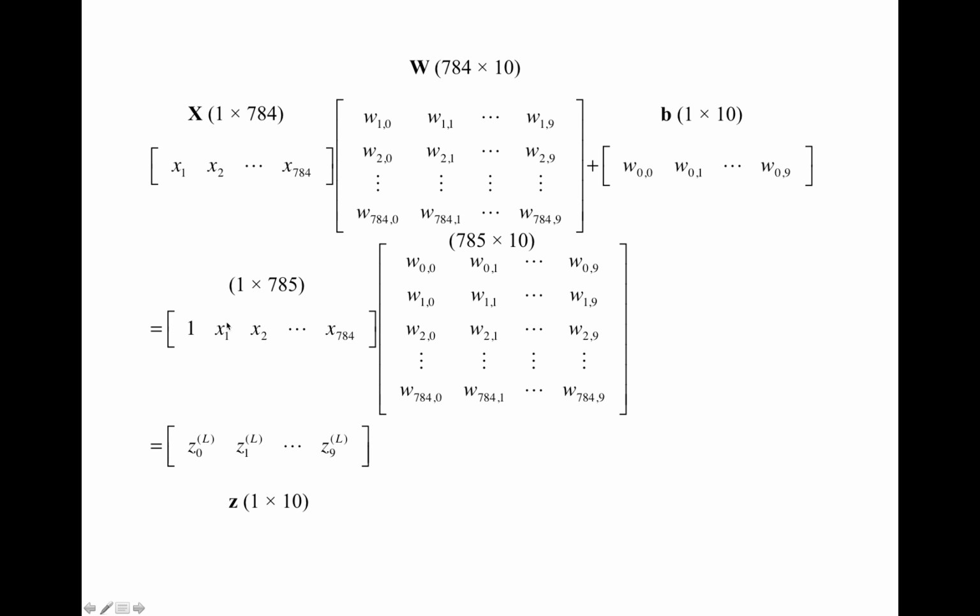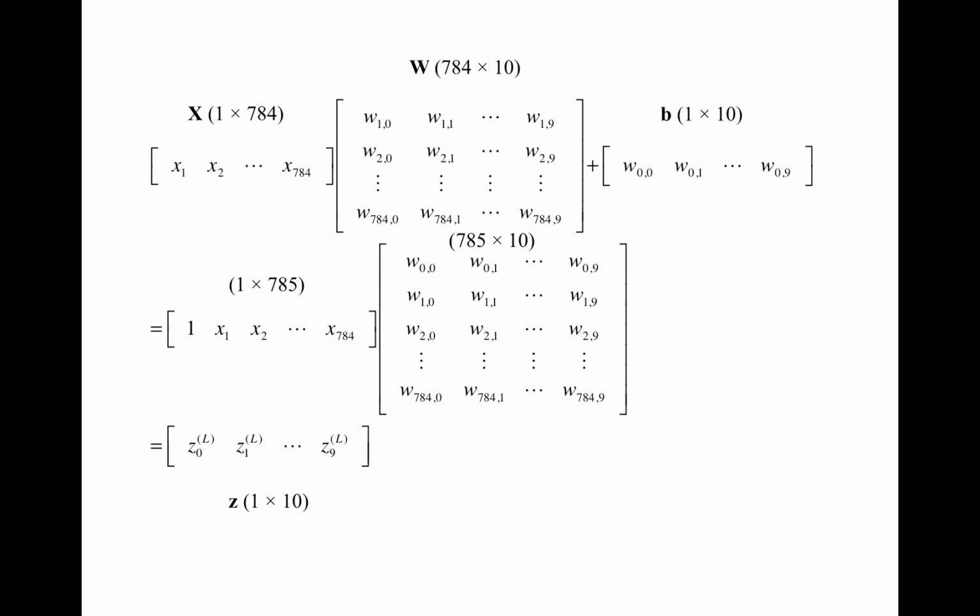Now we have a vector that's one row, 785 columns, and a matrix that's 785 rows and 10 columns. So if we do this vector-matrix multiplication, we're going to get a vector that's one row, 10 columns. The result is going to be identical to the 10 logits that we obtained from the first approach. So these two calculations are actually equivalent to each other.